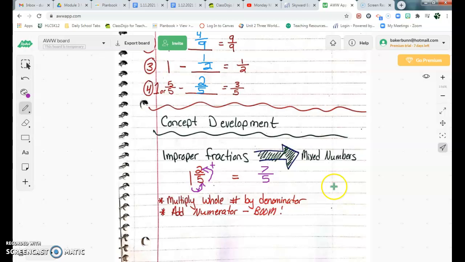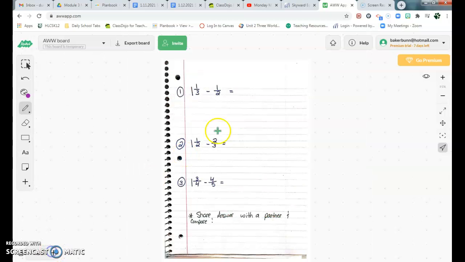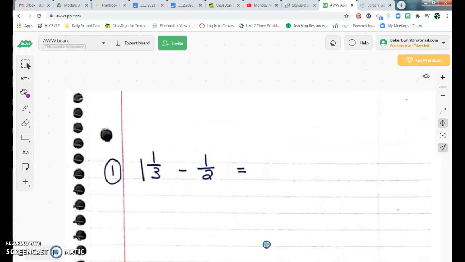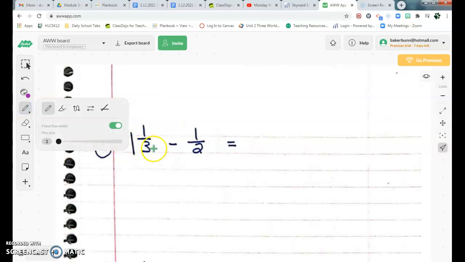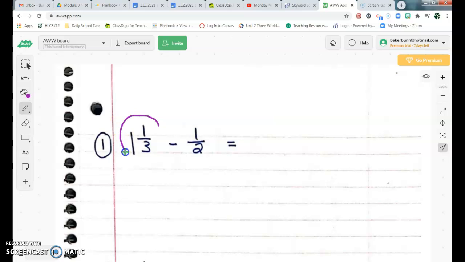Okay? So with that, I'm going to go to my next page here, and we're going to be doing some subtracting of a fraction from a mixed number. Now, in order to subtract from a mixed number, you're always going to want to convert the mixed number into an improper fraction first.